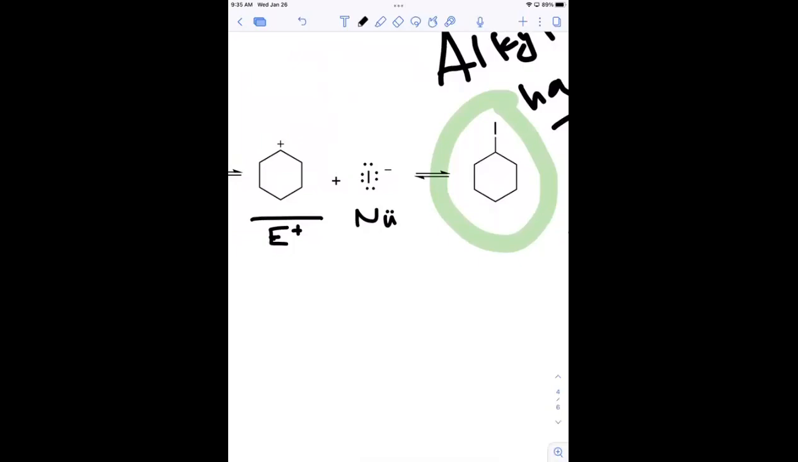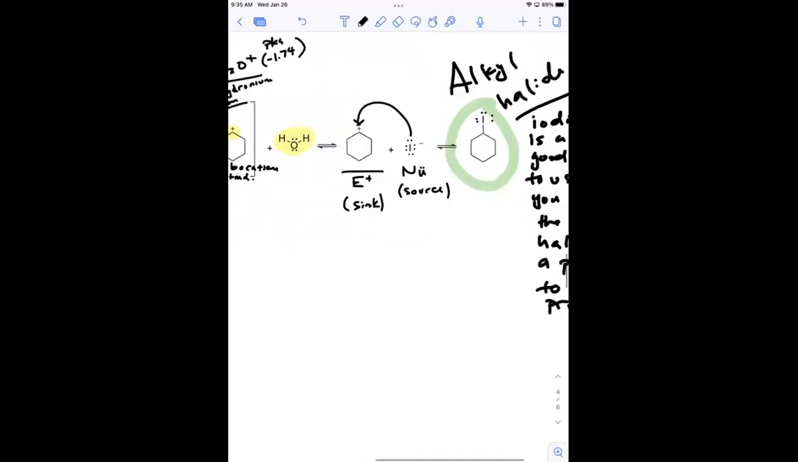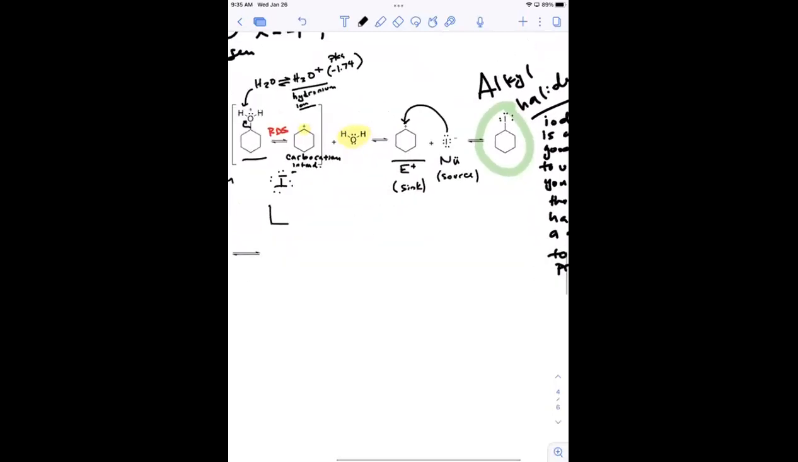Source to sink. The nucleophile is my source. The electrophile is my sink. And so it always flows from source to sink. So that's how I get, let me put the electrons back in over here, that carbon iodine bond. And this whole section right here is the substitution part. Is it SN1 or is it SN2?